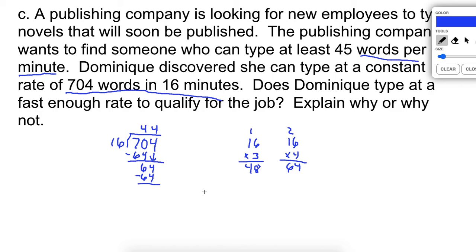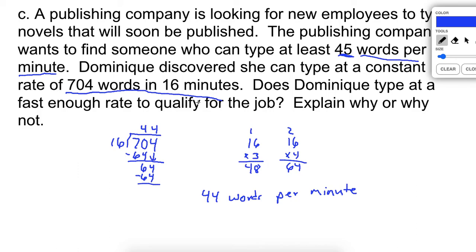So that's what Dominique can type: 44 words per minute. That's how fast she can type. And we'll see she needed to type 45 words per minute, so she doesn't type fast enough. She's only typing 44 words per minute, so she is not typing fast enough to get the job.